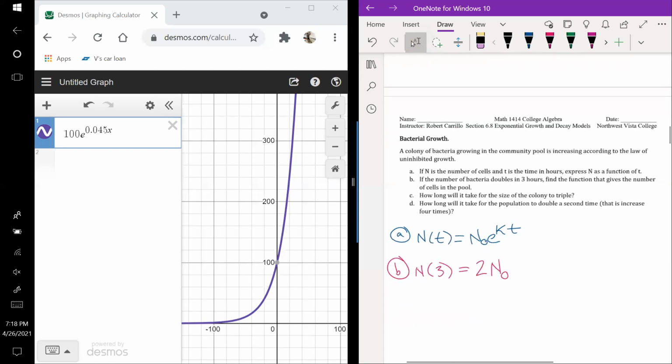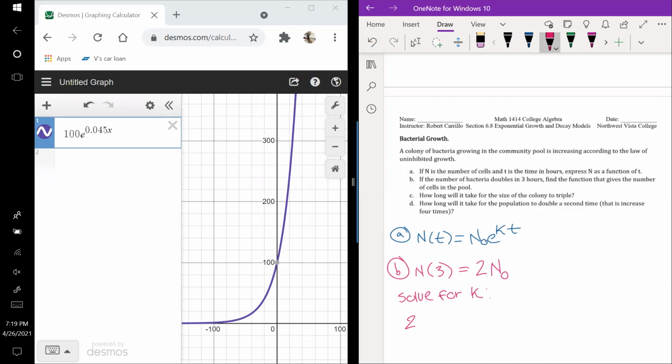Okay. And then it says find the function that gives the number of cells in the pool. So what this is saying is solve for K. If we know the value of K, then we'll know the function that will give the accurate number of cells in the pool. So that's what this one is saying. It says solve for K. Okay, so what we're gonna do is take 2 initial and replace N of T. If we do that, we will be able to solve for K.